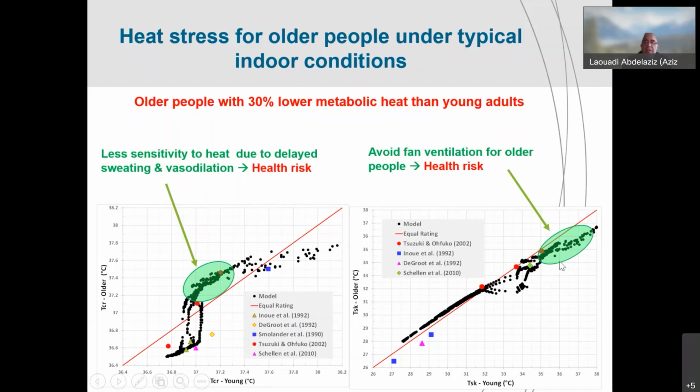On the other hand, their mean skin temperature is lower than the mean skin temperature of young adults. And this may also constitute a health risk. For example, using a ventilation fan to induce some cooling effect may work for young adults, but for older people, it would accumulate dry heat. As a consequence, the core temperature of older people will increase. So it is important in a practical situation not to use a ventilation fan for older people when the indoor temperature is around the skin temperature.